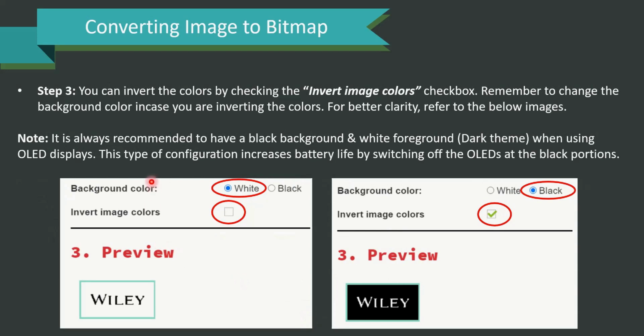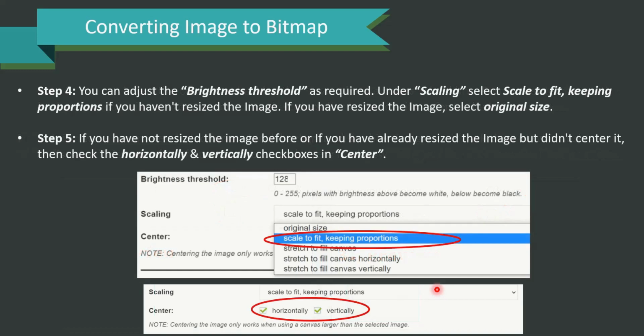You can see that the background color is white and invert is not ticked. So when you preview it, it will be this way. But when you tick the invert color option, you will get the preview with clear output like this. Now remember, it is always recommended to have a black background and white foreground. That is called dark theme, and when using OLED displays, this is most preferred. This type of configuration increases the battery life by switching off the OLEDs at the black portions, and this is a very important point to note and to be remembered.